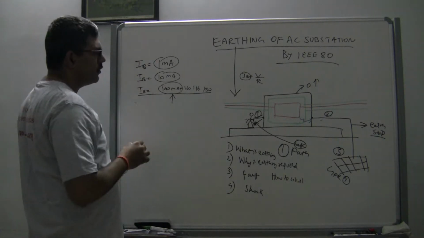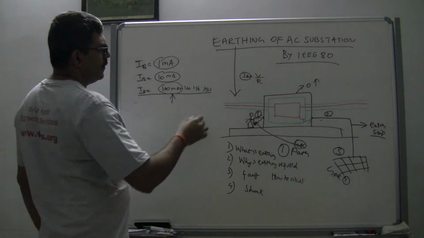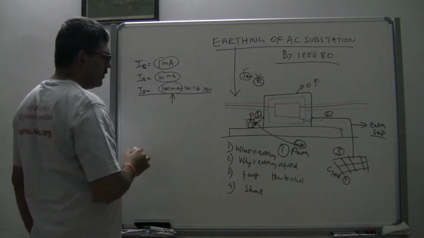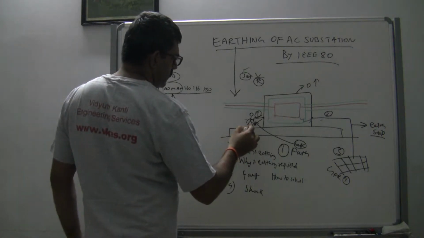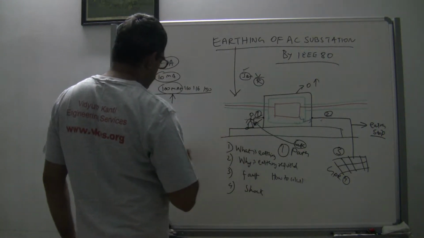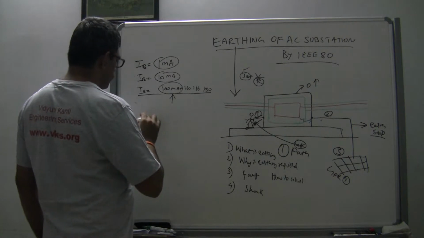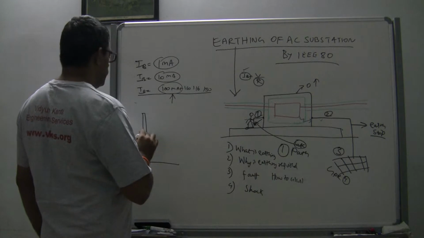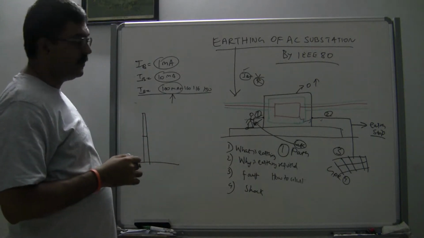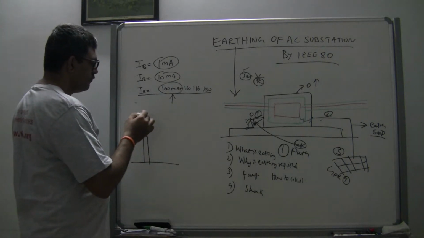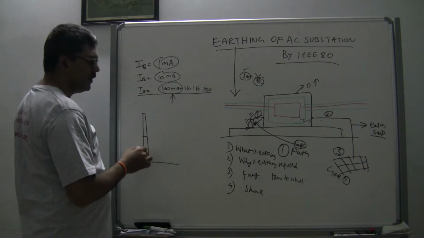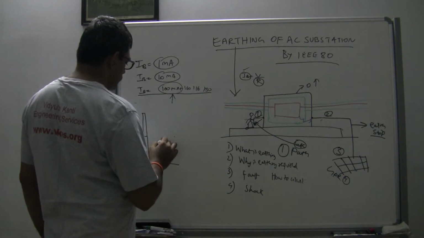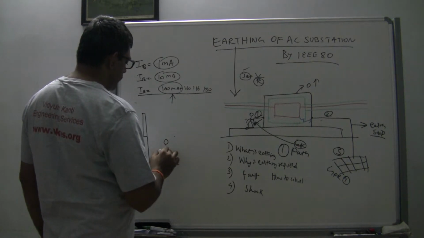Okay, so I have told about the body current. Now, then I'll tell about this resistance. Now, when a person is standing in a substation, let us say there is some equipment like the isolator. At the bottom of the isolator, it will be a metallic structure. Let's say a person is standing here.